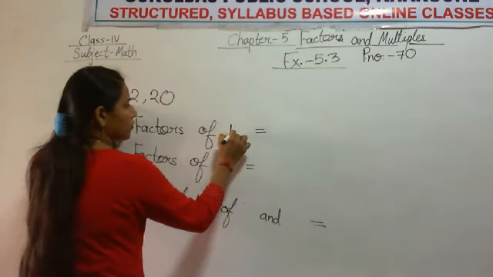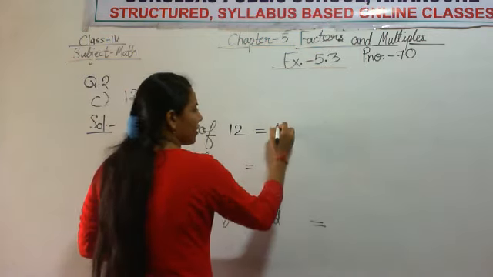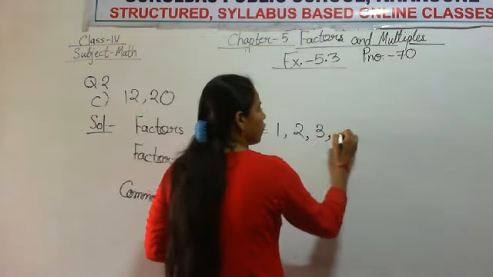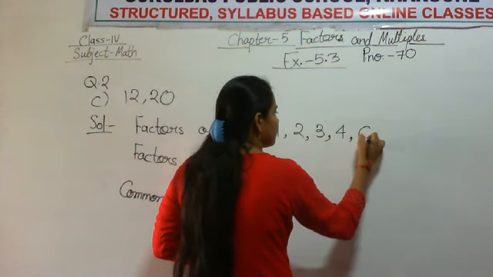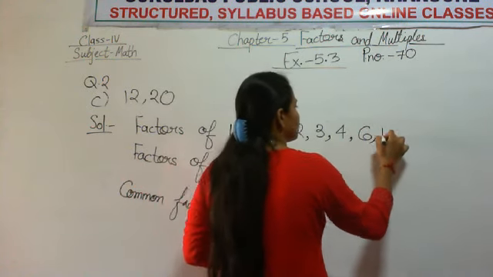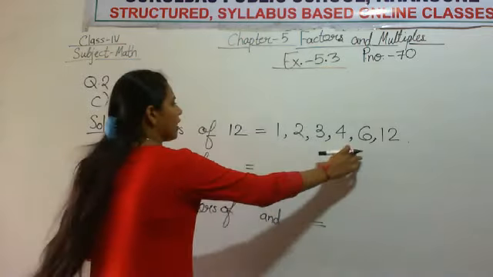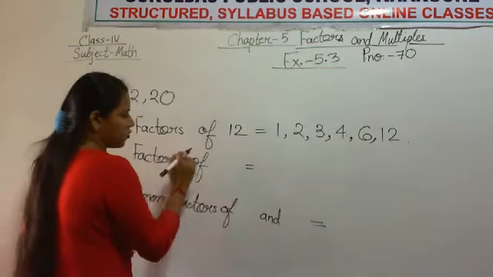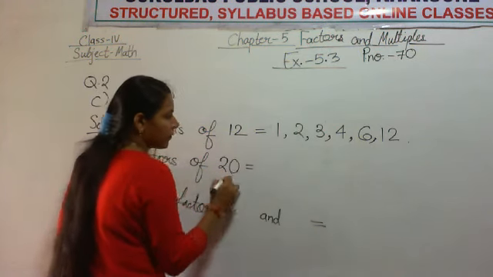Factors of 12. 1 is a factor, 2 is a factor, 3 is a factor, 4 is a factor of 12, 6 and 12. These all are the factors for number 12. Now the next number is 20. So write the factors of 20.